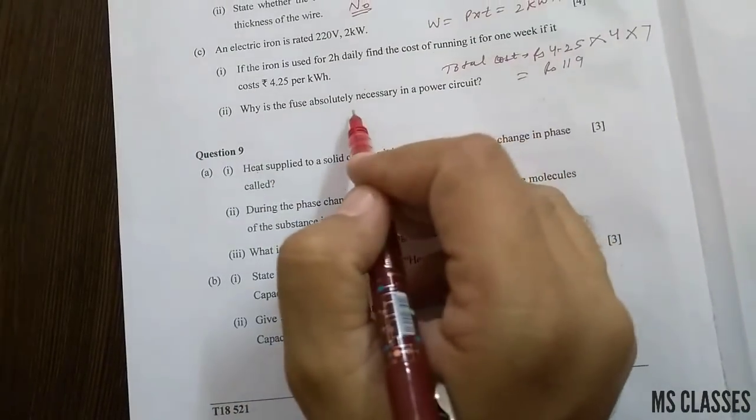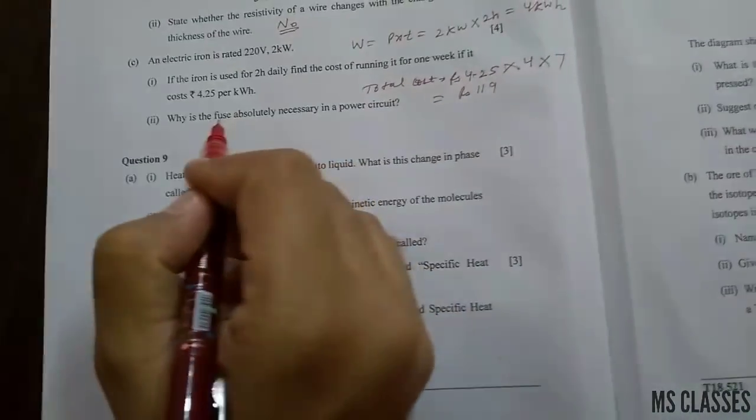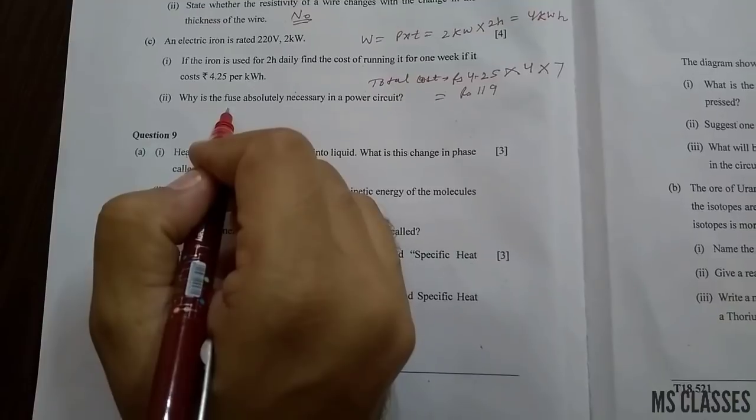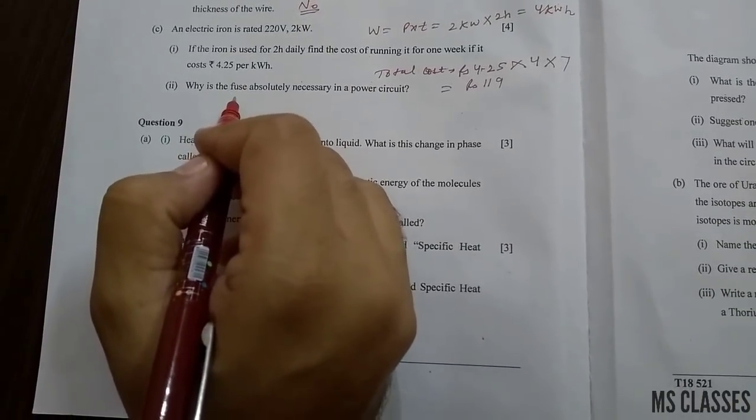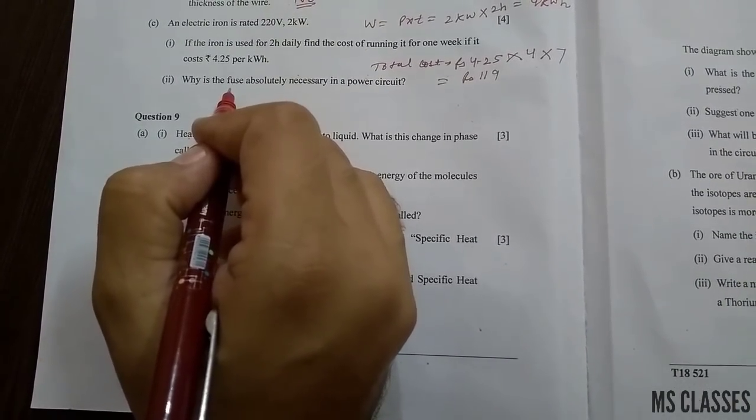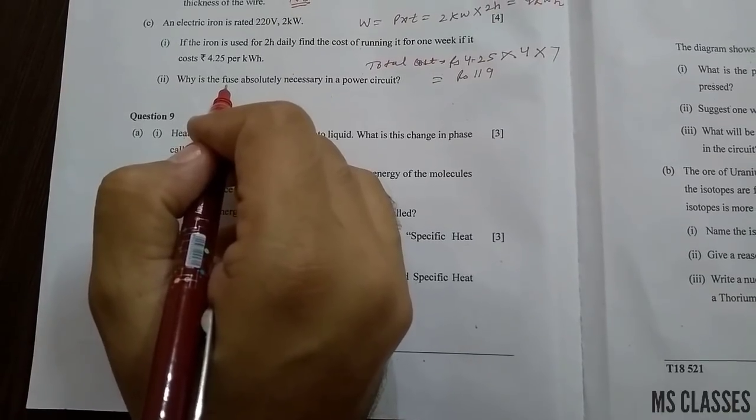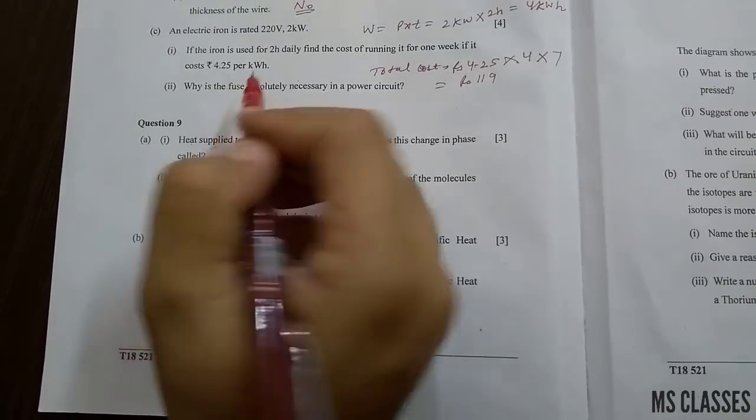Now why is the fuse absolutely necessary in a power circuit? Because fuse is a safety device that is connected to the live wire, because in case excess current is passed through the live wire, that fuse breaks that live wire. That is the basic purpose of the fuse used in the power circuit.